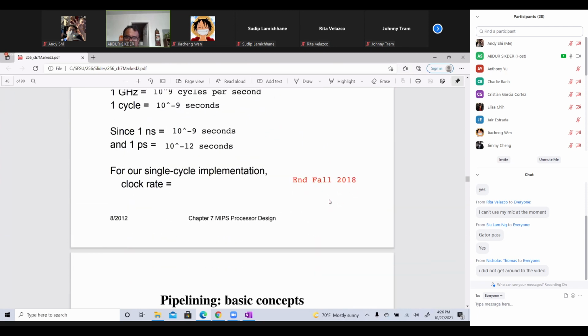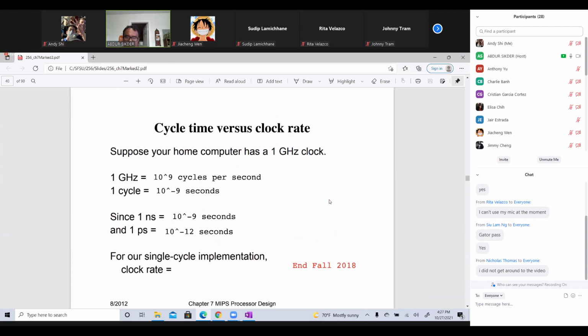And so this one cycle is 10 to the minus 9 seconds. 1 gigahertz is 10 to the 9 cycles per second.